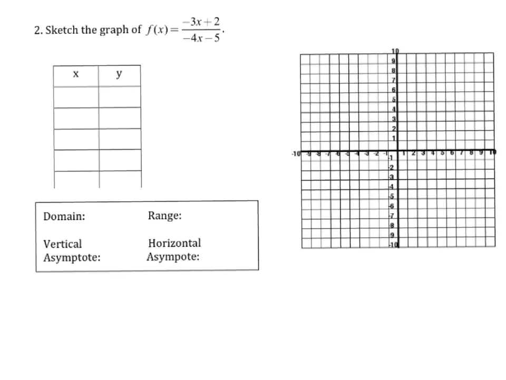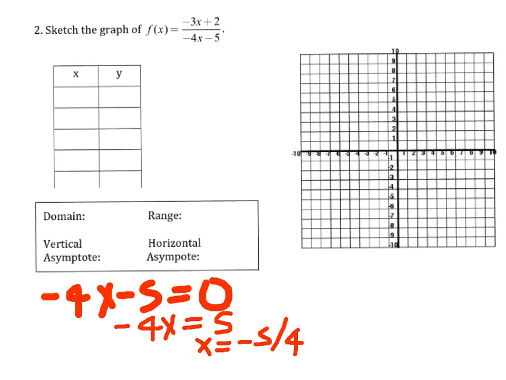Okay, what makes this problem a little bit different is this time I have that binomial in the numerator. The only thing that changes is the way that we find our two asymptotes. In order to find the vertical asymptote, I'm still setting the denominator equal to 0. I'm going to do it down here. -4x minus 5 equals 0. So I end up getting x equals -5/4.